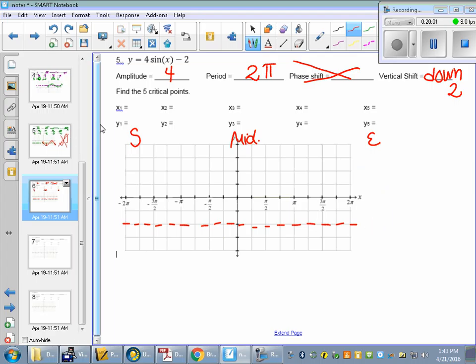And then find your max and minimum. Maximum comes first if it's positive, minimum comes first if it's negative, and add and subtract your amplitude to the other y values to figure out where those will be. Take a minute or two and see if you can graph this one.